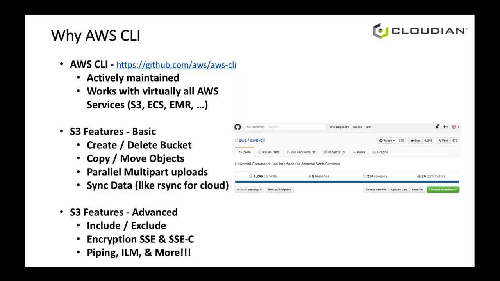And sync, think about rsync. So the difference between sync and copy is that copy copies your data up to the cloud or vice versa. Sync copies only files that do not exist. It does a compare, and it checks to see either the file does not exist or it's been updated. A very handy feature that, again, is built into the AWS CLI. We're not going to get into advanced features today.